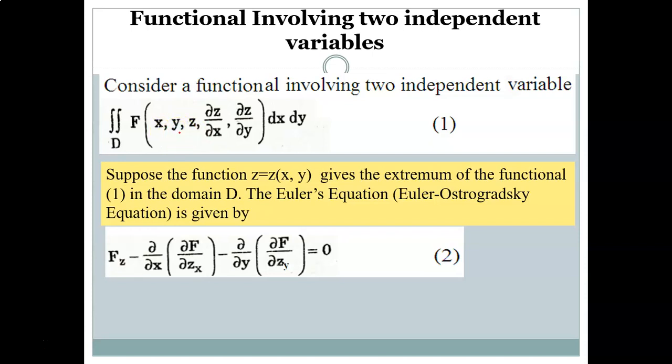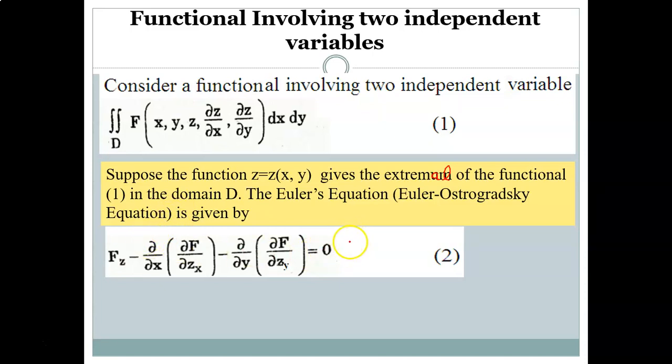So in such a situation, how will we obtain the extremal of this functional? Suppose the extremal of this functional definitely will be z in the form of two variables x and y. So suppose z equal to z(x,y) gives the extremal. Basically, this is the extremal of this functional 1 in the domain D. Then the Euler equation in this case reduces to this form.